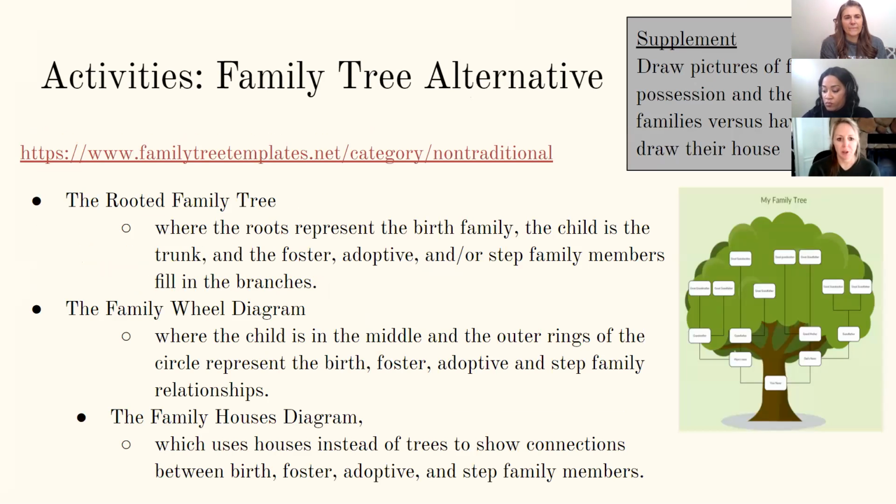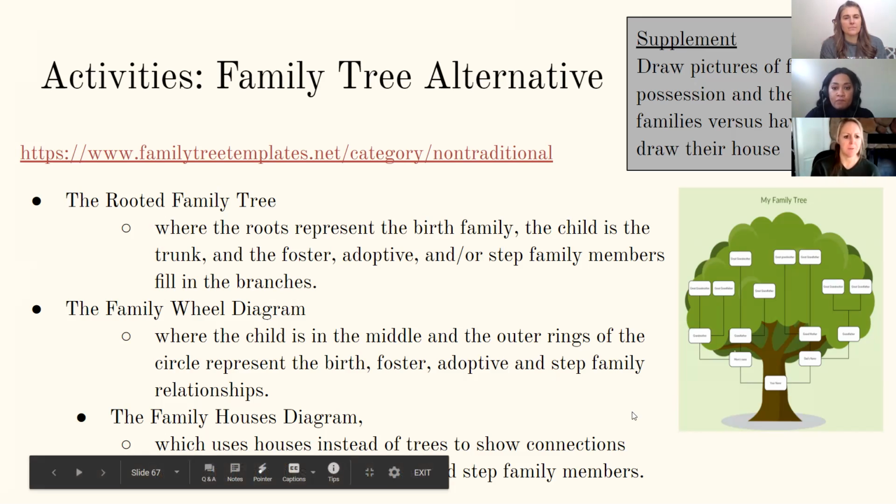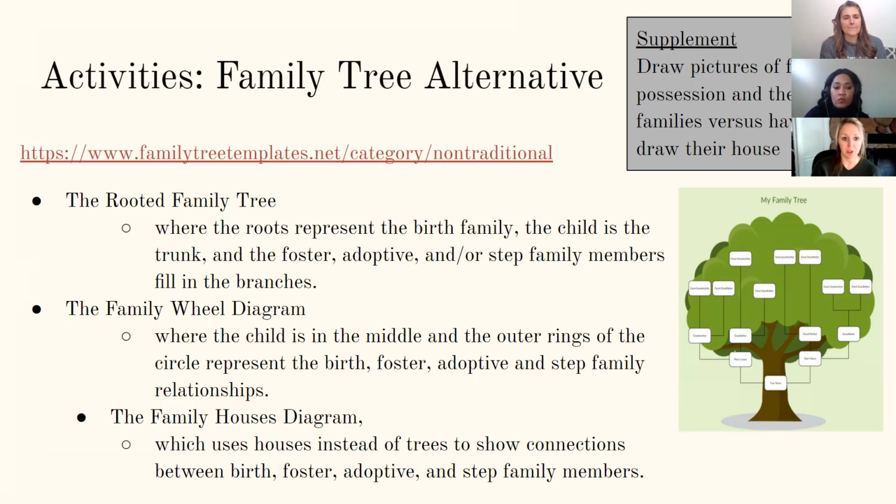So when we do family trees, we also want to think about the alternative part. So one idea, instead of doing a family tree project altogether, is actually just drawing pictures of their favorite possessions or their family versus having them draw their house. And then there are three different types of family tree alternatives. You could do the rooted family tree, the family wheel diagram, and the family house diagram.